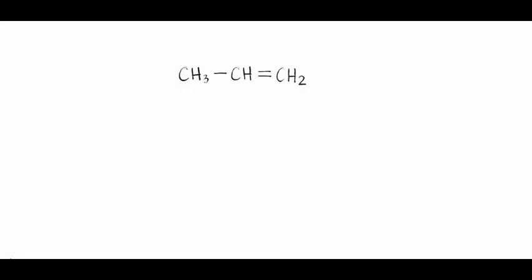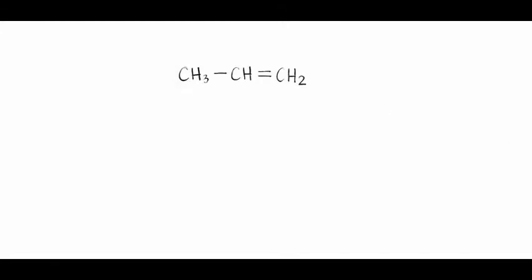Our topic will be about the naming of alkenes. Alkenes are hydrocarbons having at least one double bond. So the simplest member of the alkene family is ethene or ethylene, a plant hormone that induces fruit ripening. So we have the following rules that will be helpful in naming an alkene.